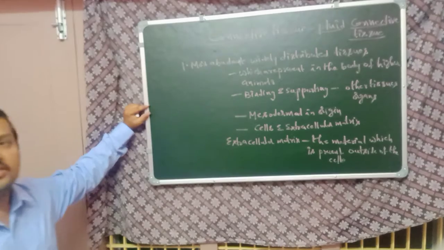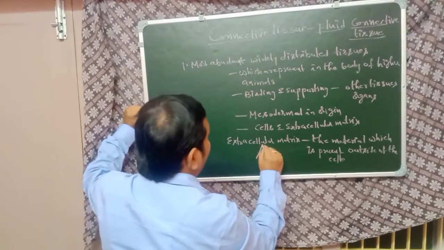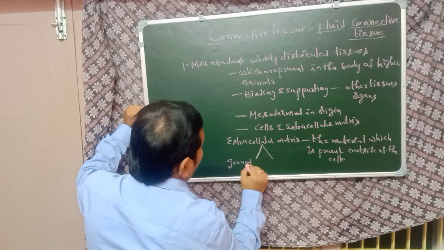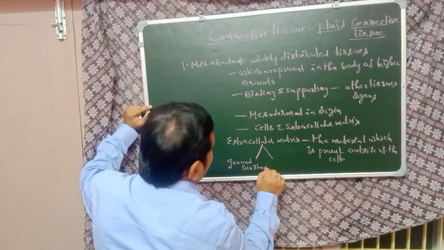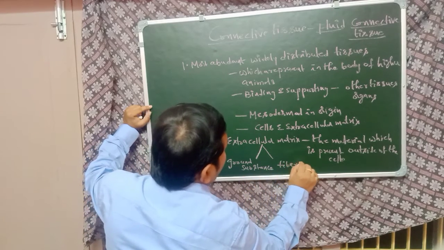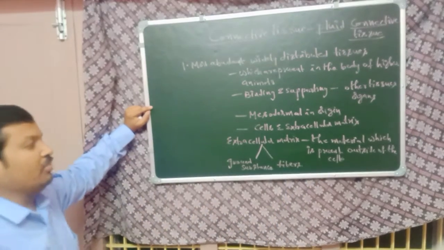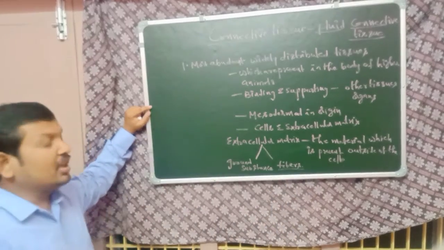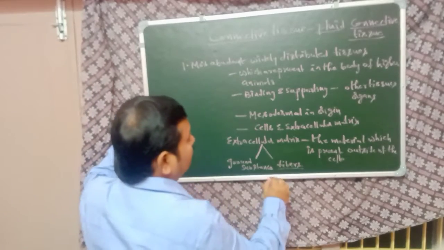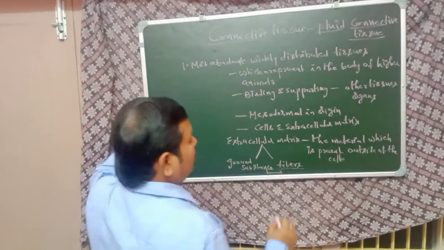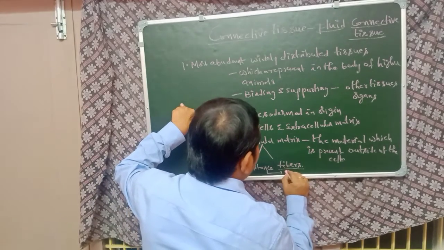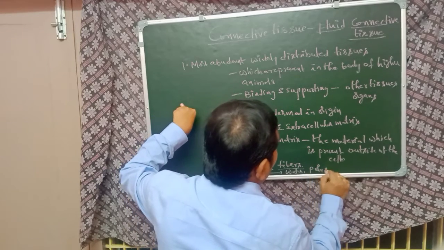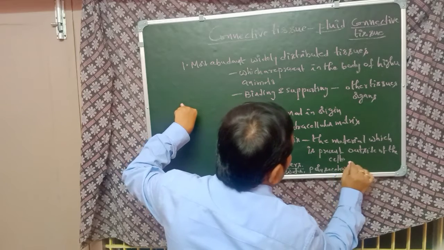Now the extracellular matrix has two components. One is called ground substance, and the second one is called fibers. Ground substance and fibers. Normally the ground substance consists mostly of water, polysaccharides and also proteins.